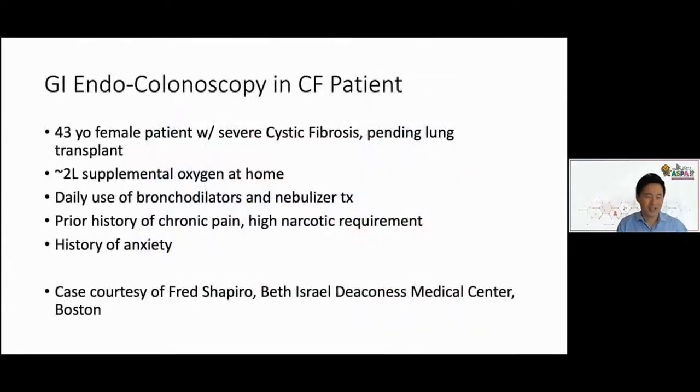So finally, I want to show one example of how you can use the EEG signatures for the other drugs in a colonoscopy patient who has cystic fibrosis. This is a case courtesy of Fred Shapiro from Beth Israel. She has cystic fibrosis, requires supplemental oxygen, bronchodilators, nebulizers. So her respiratory state is very concerning. And she also has a history of chronic pain and anxiety. So if you wanted to turn down the sedation, and you definitely would, because you don't want to impair her respiration, but you also know she has maybe higher anesthetic requirements at the same time.